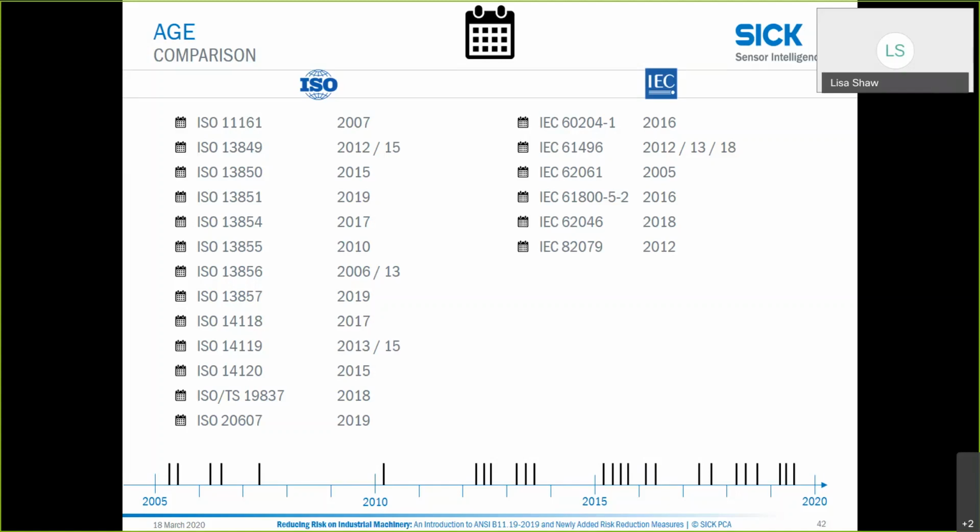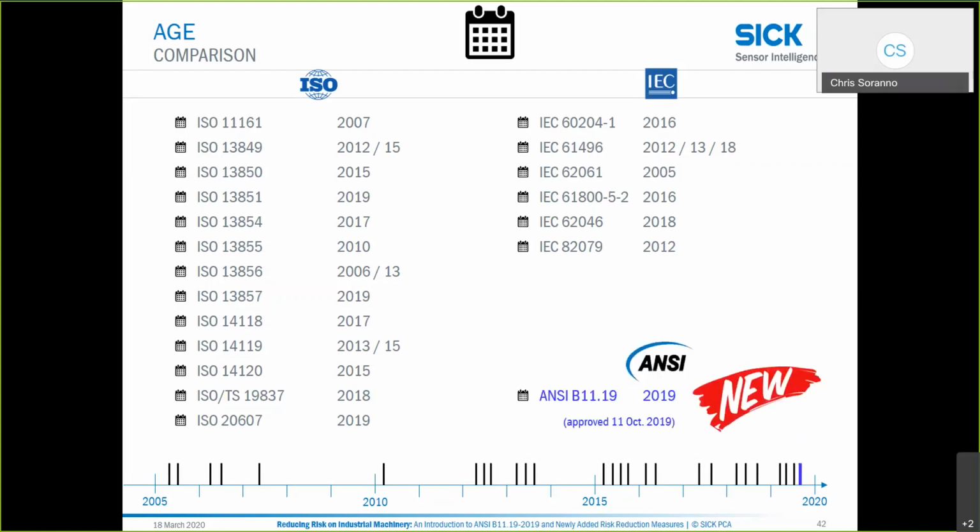So what Dave was saying was looking at the same portfolio of B-type standards internationally and the age of them, how some of them are nearing 15 years old already, whereas if we compare that to the content as it was updated and refreshed and put into B11.19, it was refreshed and updated to make it more applicable to current state-of-the-art and current best practices for application of the different measures.